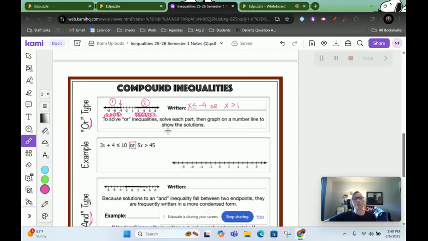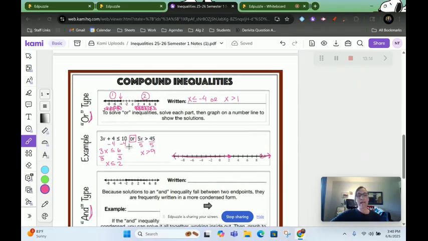Okay? So when we solve these, we will solve them exactly like if it said equals 10. So we're subtracting that 4 from both sides. We get 3x is less than or equal to 6. And when we divide both sides by 3, we get x is less than or equal to 2. So that's going to be a closed circle at +2, and it's going to shade to the left like that. Okay, solving the next one's a lot faster because all we're doing is dividing by 5. So x is bigger than 9. So that's going to be an open circle at 9, and it's going to shade that direction. Okay, so that's what those look like.